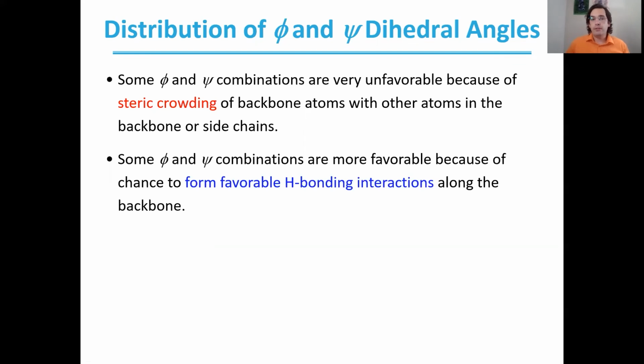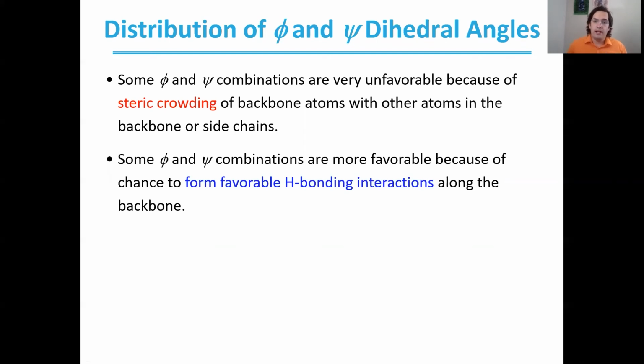So here we have these two phi and psi angles that essentially determine the overall shape of our peptide sequence. Again, some of those phi and psi combinations will be very unfavorable because of steric crowding between our backbone atoms or other atoms within the side chains of our amino acids.